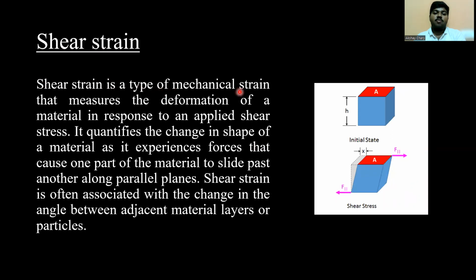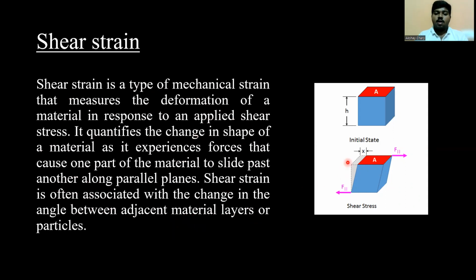Next, shear strain. Shear strain is a type of mechanical strain that measures the deformation of a material in response to an applied shear stress. It quantifies the change in shape of a material as it experiences force that causes one part of the material to slide past another along parallel planes. Shear strain is often associated with a change in the angle between adjacent material layers or particles.